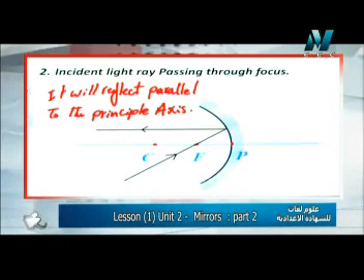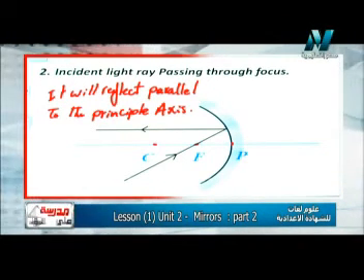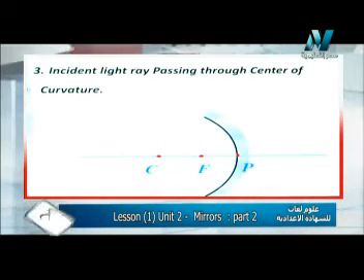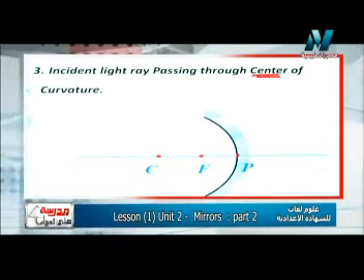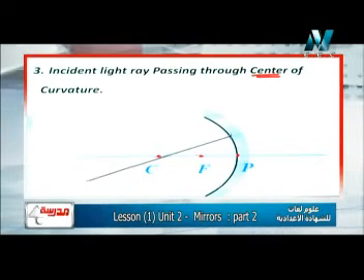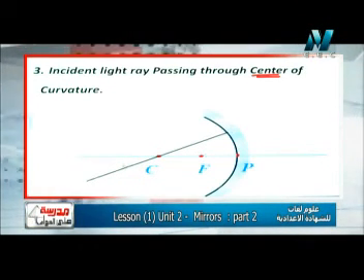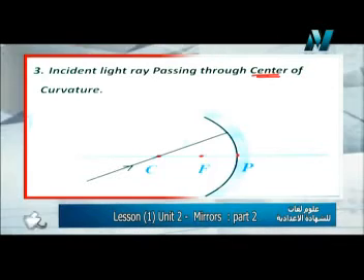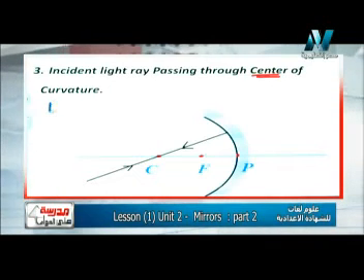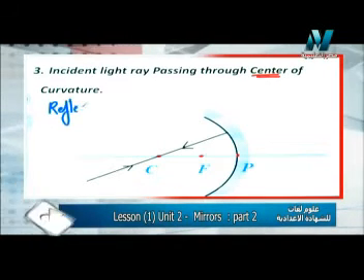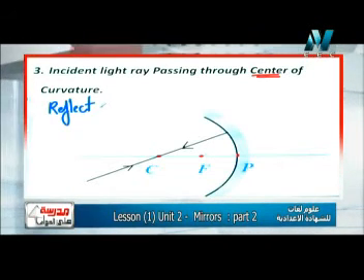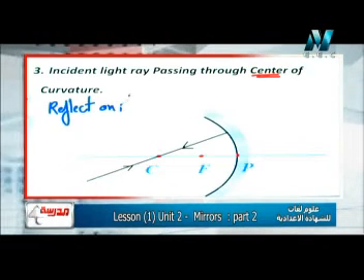Okay, and we have the third rule here: the incident light ray passing through the center of curvature. As the light ray passes through the center of curvature like that, in this case the light ray will reflect on itself. And we know any light ray reflects on itself. Why? Because the angle of incidence equals the angle of reflection, equal what? Equal 0. So it reflects on itself.